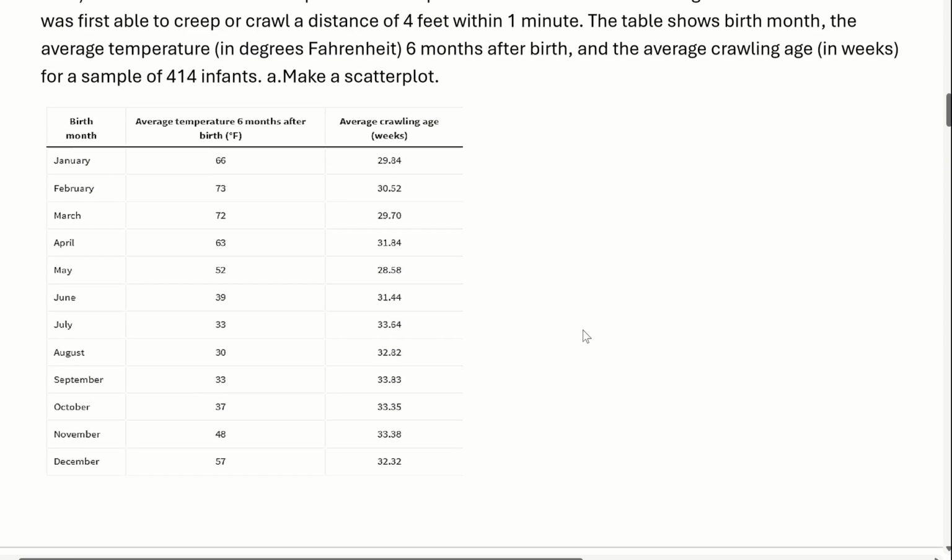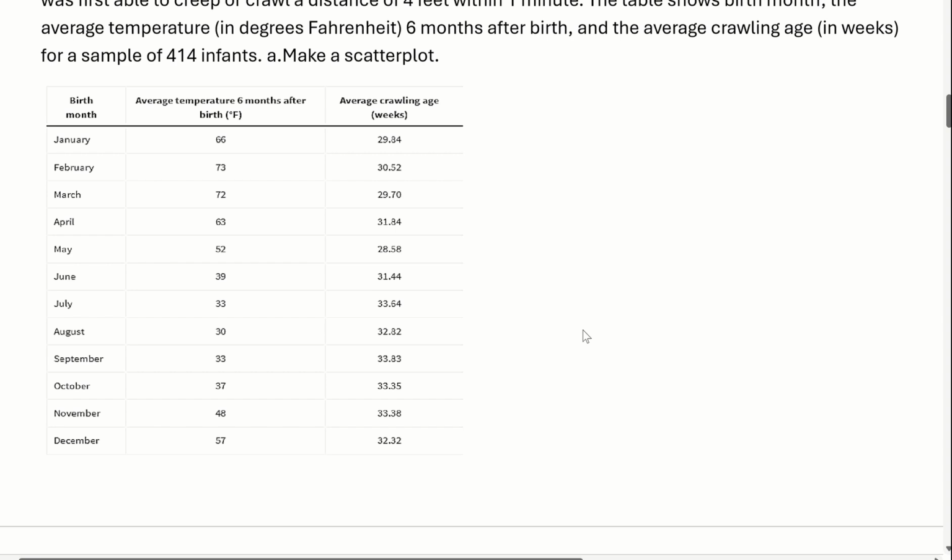So we want to make our scatter plot. So first you got to determine which one's the explanatory variable. So here the explanatory variable is the temperature, as the temperature may help us predict their average crawling age. Okay, so the temperature is something that we think affects their ability to be able to crawl. So therefore that's going to go on the x-axis, all right? And then this is going to go on the y-axis. All right, so the smallest temperature is around 30. The highest temperature is around 73. So let's go from like 30 to 75 and we'll go by fives, okay?